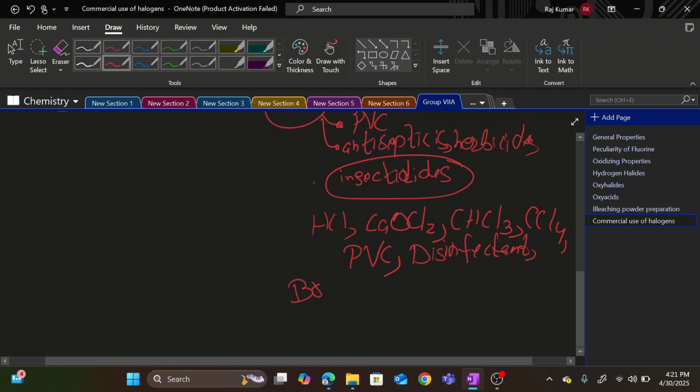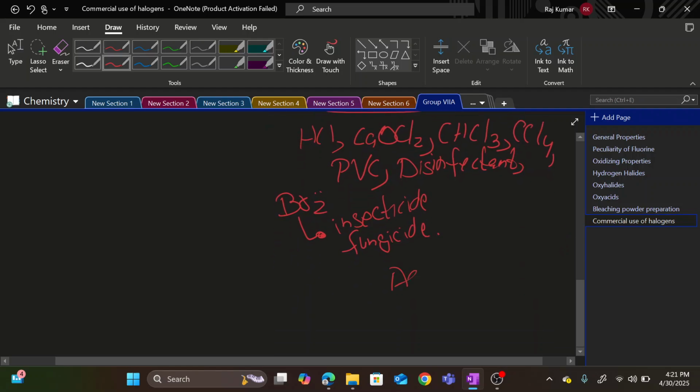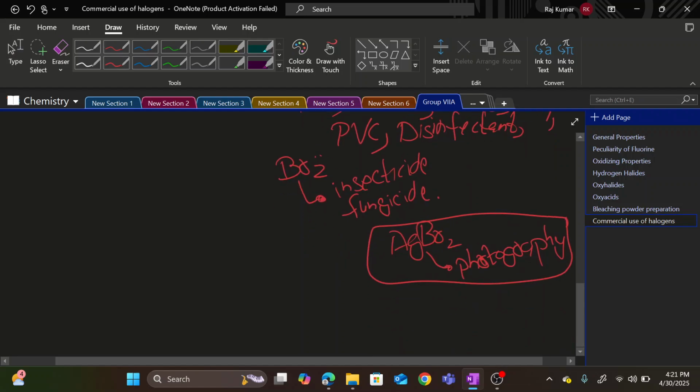Now when it comes to bromine, bromine is again of particular importance. It can be used to make insecticides, particularly it can be used to make fungicides. Silver bromide is used in photography, basically in X-ray photography and other types of photography. We have this silver bromide utilized.